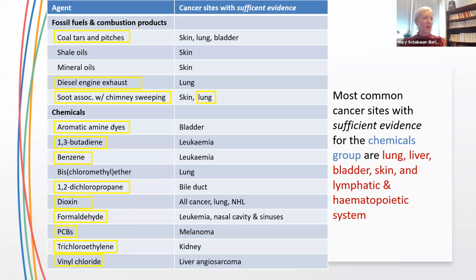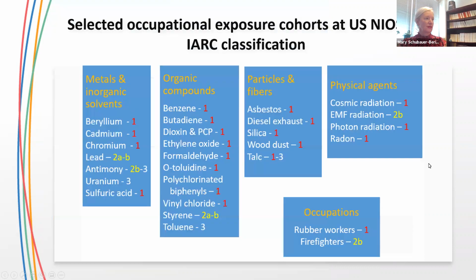Looking at a similar example of the chemicals groups, most of the common cancer sites with sufficient evidence are in the lung, liver, bladder, skin, and the lymphatic and hematopoietic system. So often the sites of first contact or a metabolic pathway that leads to that exposure. And once again, you'll see that the vast majority of these agents had cohort studies forming the large basis of sufficient evidence.